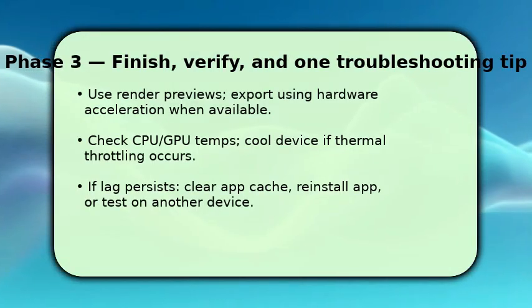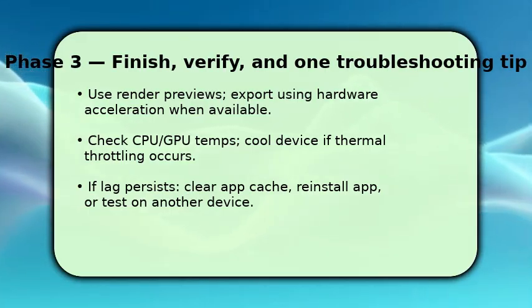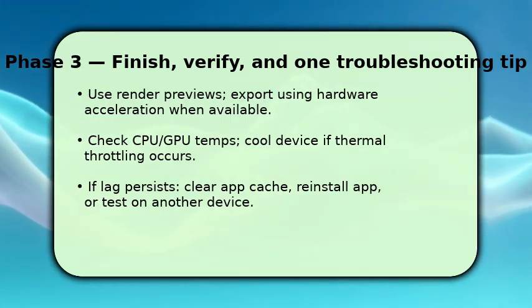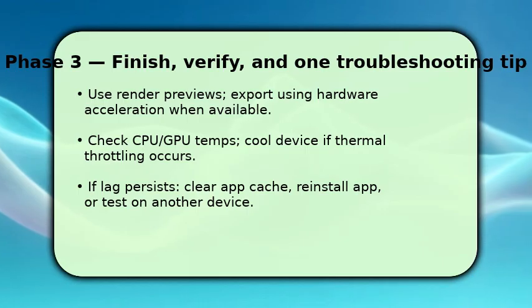Use preview renders for sections and export with hardware acceleration if your device supports it, because that speeds final output. Monitor CPU and GPU temperatures. Thermal throttling can cause sudden slowdowns, so cool the device if needed.